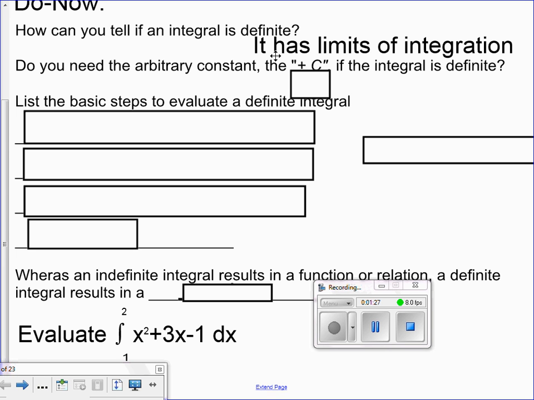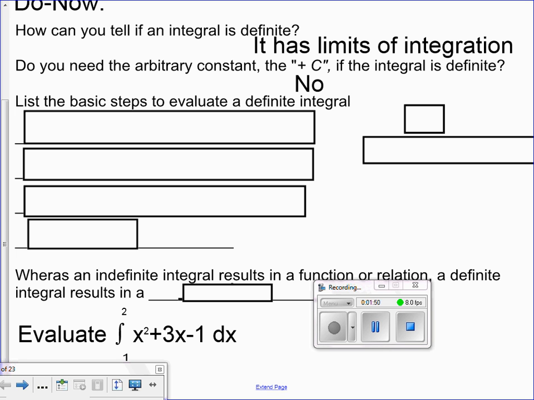All right, next question. Do you need the arbitrary constant, the plus c, if it's a definite integral? No, because they cancel out. Not only did she give me the no, she gave me a reason. Because they'll just subtract out, so you don't need them.